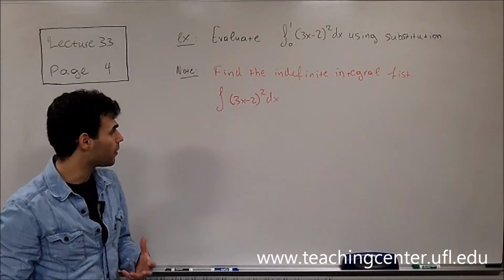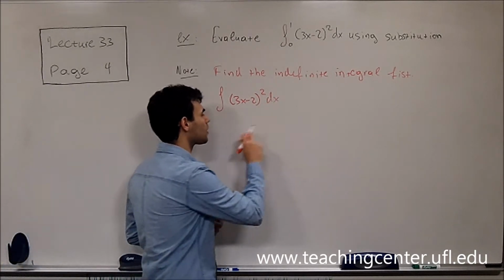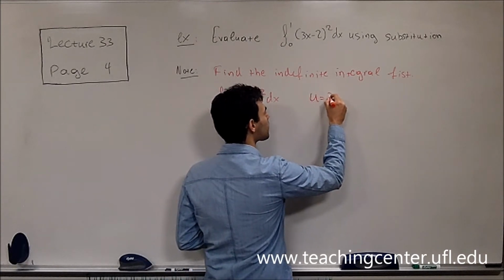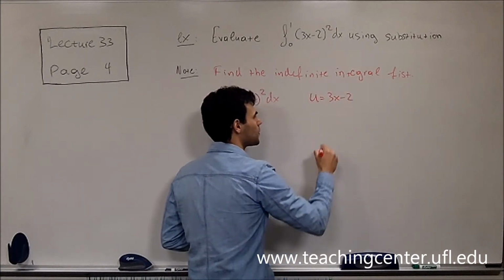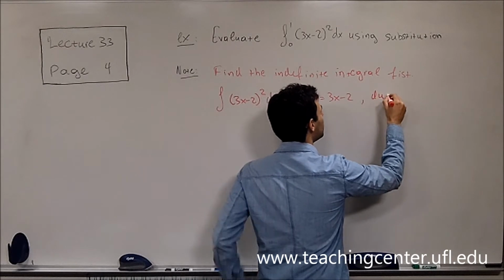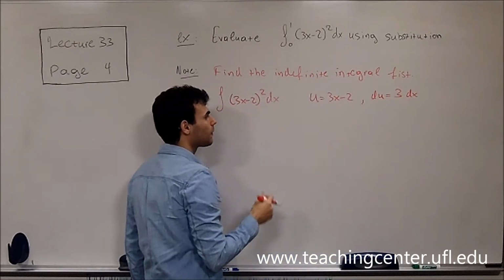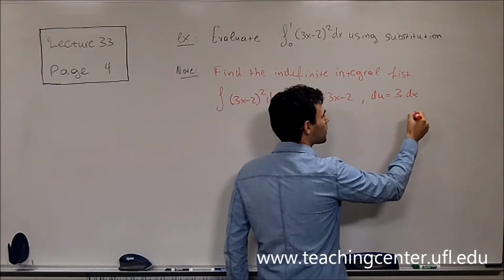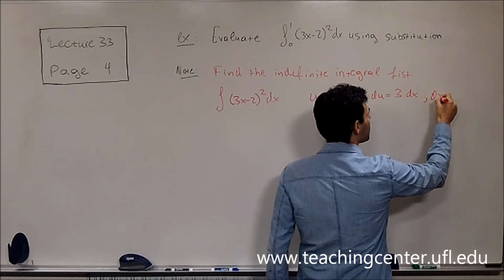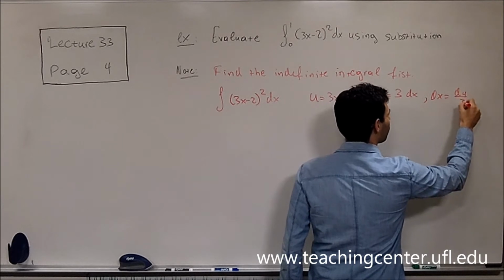Once again, there are various candidates here for u. I'm going to choose 3x minus 2. So u equals 3x minus 2. And then as usual, we find du to be 3 dx, right? Because the derivative here is 3. And if you want to solve for dx, you get du over 3.